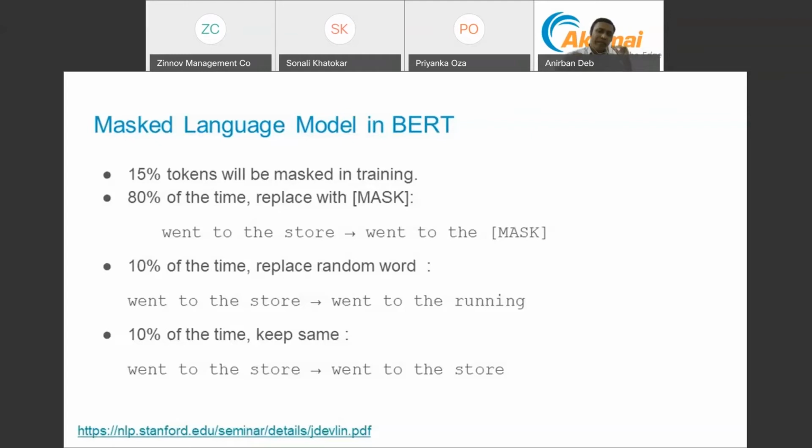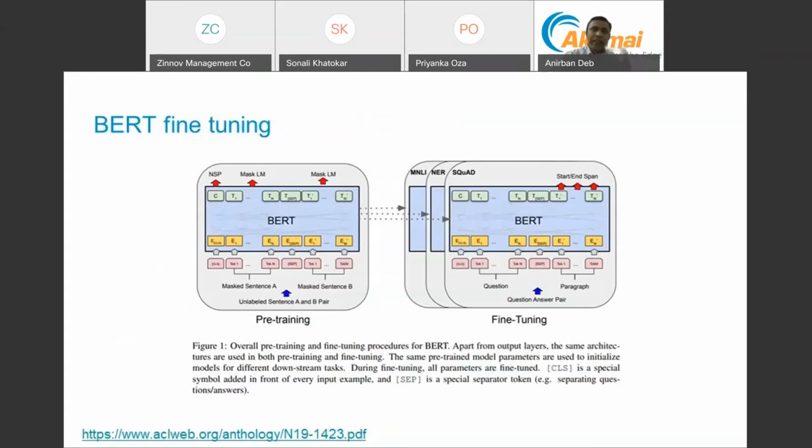This is one of the tasks that BERT was trained on, and they're feeding it the whole of Wikipedia and, I think, some other books corpus as well. It was 16 GB of data, I think, that was put in. And post that, the other task was also sentence level training.